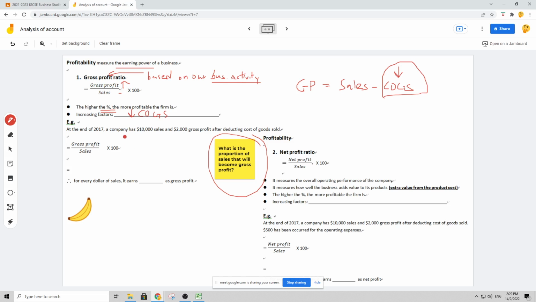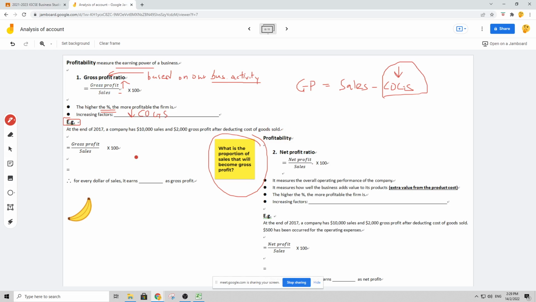If you have your booklet with you, I want you to quickly finish this example question. When you look at the question here, at the end of 2017, the company has $10,000 sales and $2,000 gross profit after deducting cost of goods sold. Can you guys tell me the answer very quickly?